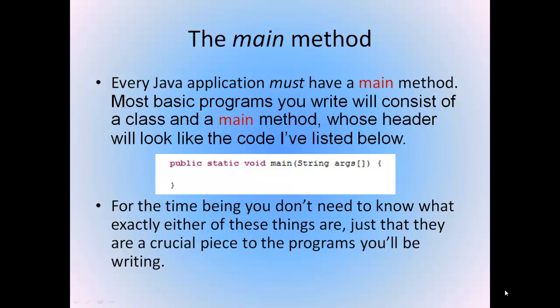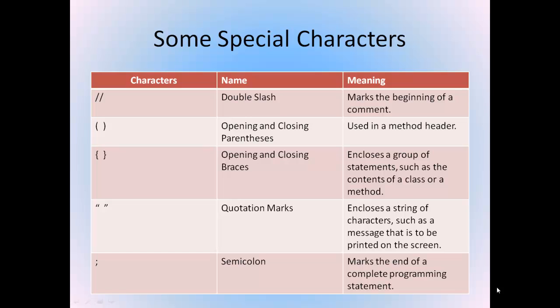On this slide, I provided a table showing a few of the special characters set aside in Java. I'm only going to brush over these, but don't worry, you'll hear more about them as the video goes on. Two forward slashes denotes a comment. A comment in a Java program is not read by the compiler. Opening and closing parentheses are used in method headers, and opening and closing braces are used to enclose a group of statements such as the contents of a class, a method, as well as some other things. You'll learn more about the last two things later.